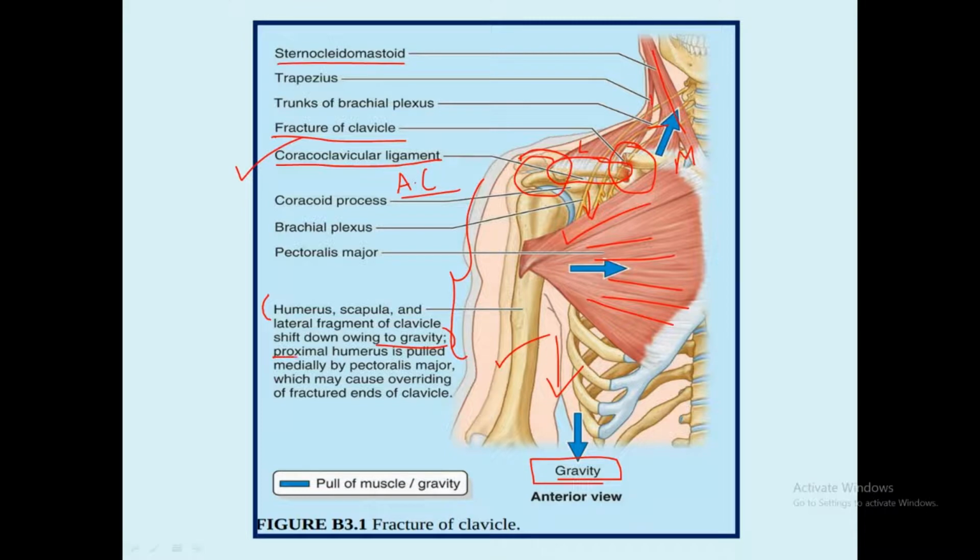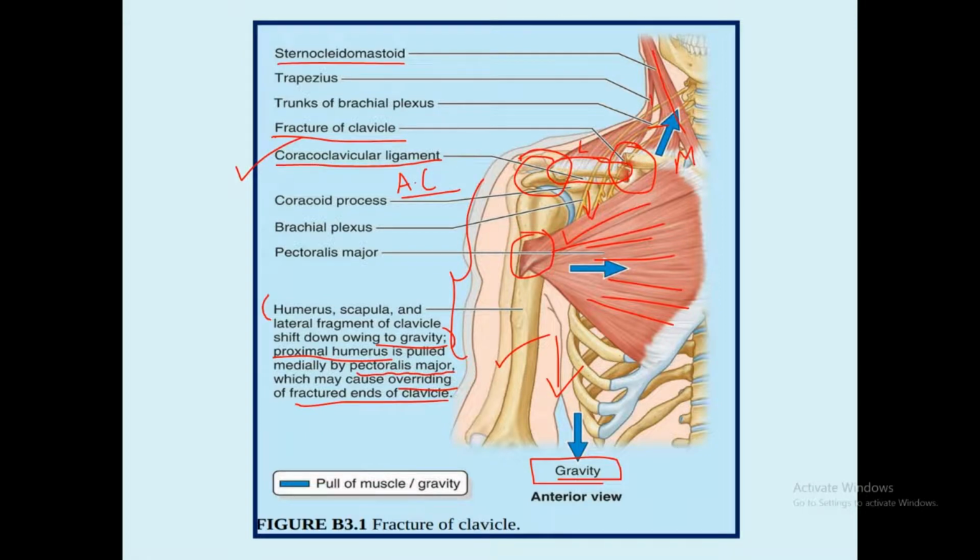And the proximal humerus is pulled medially by the pectoralis major. This is the proximal humerus. It is pulled by the pectoralis major, which may cause the overriding of the fracture ends of the clavicle.